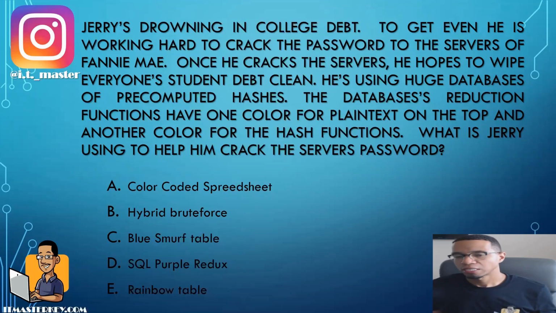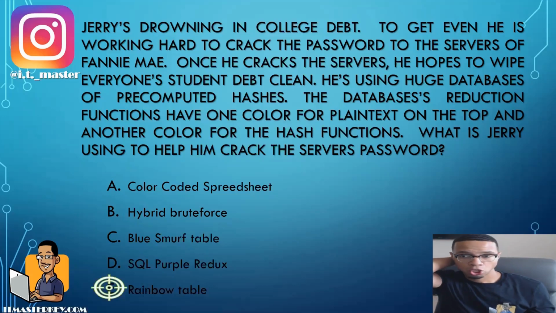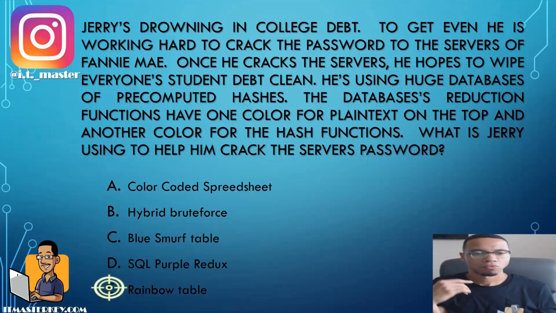So another thing with this is keywords as well. So hopefully you guys got rainbow table. So 2 of the key things from this were pre-computed hashes, which rainbow tables use, and then when they brought up the colors. So like it says, reduction functions have one color for plain text and another color for the hash function. So rainbow table would be the answer to this.